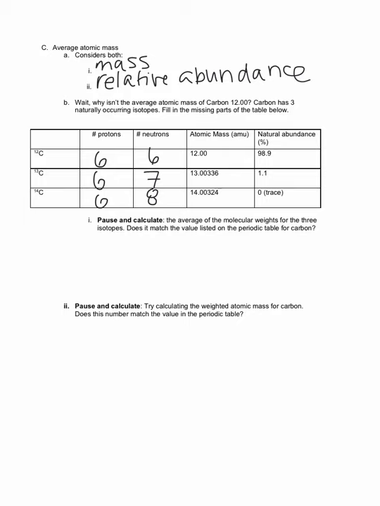We can see here that the atomic mass of carbon-12 is 12 AMU, and it has a natural abundance of 98.9%. So if we were to take a hunk of elemental carbon out of the ground, it would be 98.9% carbon-12. However, the remaining 1.1% of carbon is carbon-13, which is 13.00336 atomic mass units.